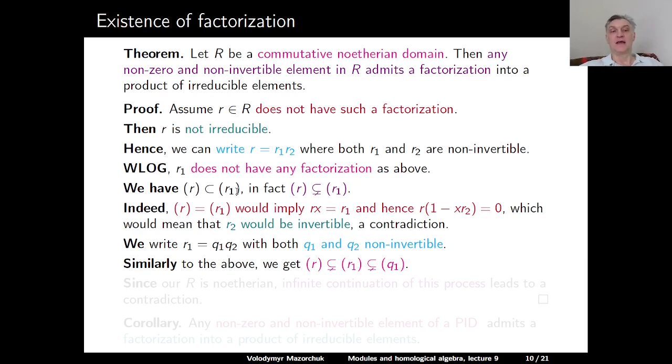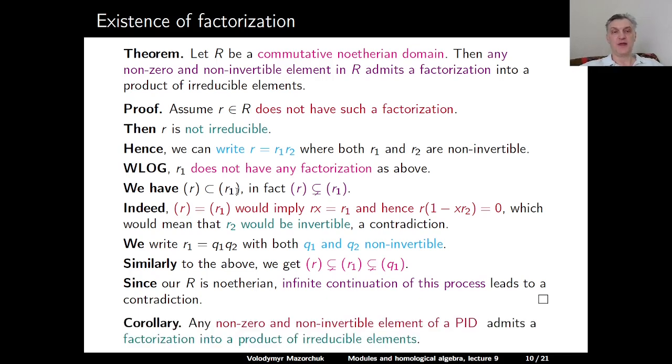And so on. Since our R is assumed to be noetherian, an infinite continuation of this process leads to a contradiction. Therefore, this infinite continuation of this process is impossible, so eventually we will end up with an element which has a factorization. In particular, it follows that any non-zero and non-invertible element of a principal ideal domain admits a factorization into a product of irreducible elements.